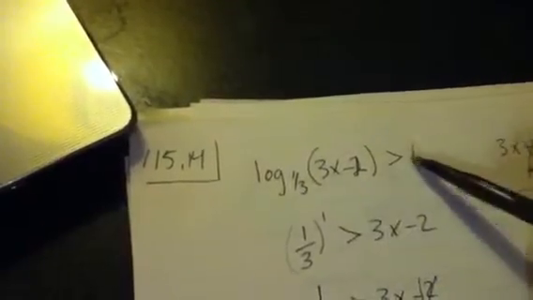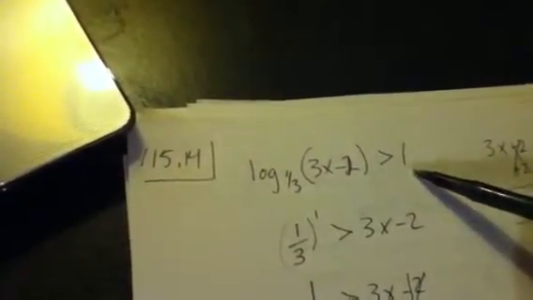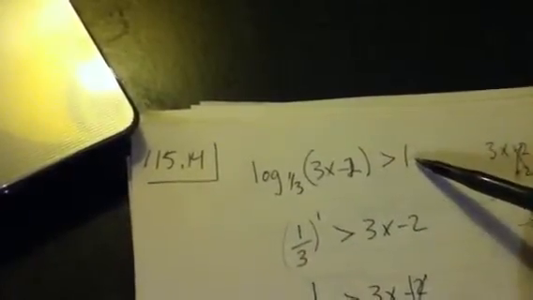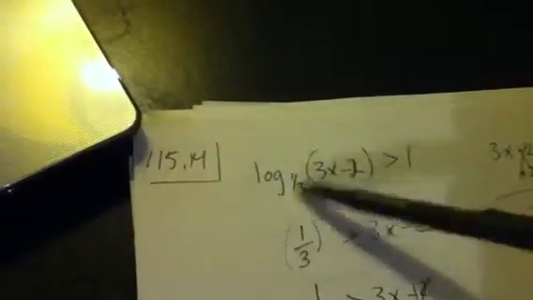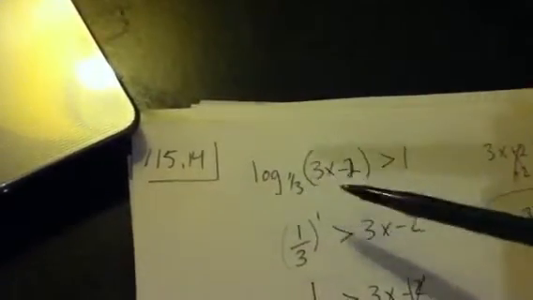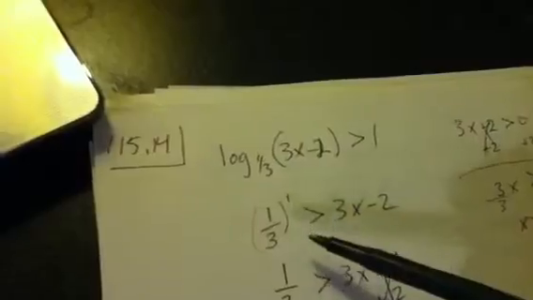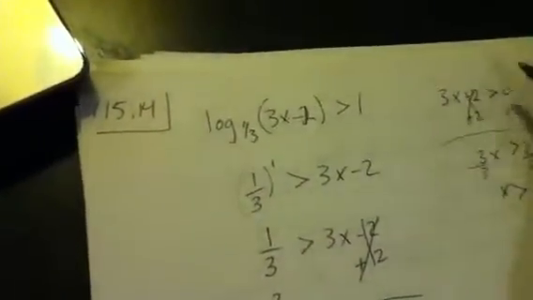So 1/3 to the 1 greater than 3x minus 2. Now if this base would have been greater than 1, I would have brought the base over to the right hand side and I would have had 3x minus 2 greater than 1/3 to the 1. Or well, if it would have been greater than 1 it wouldn't be 1/3, but we're going to leave it here because the base is less than 1. Okay, so 1/3 to the 1 greater than 3x minus 2, just put it in exponential form.